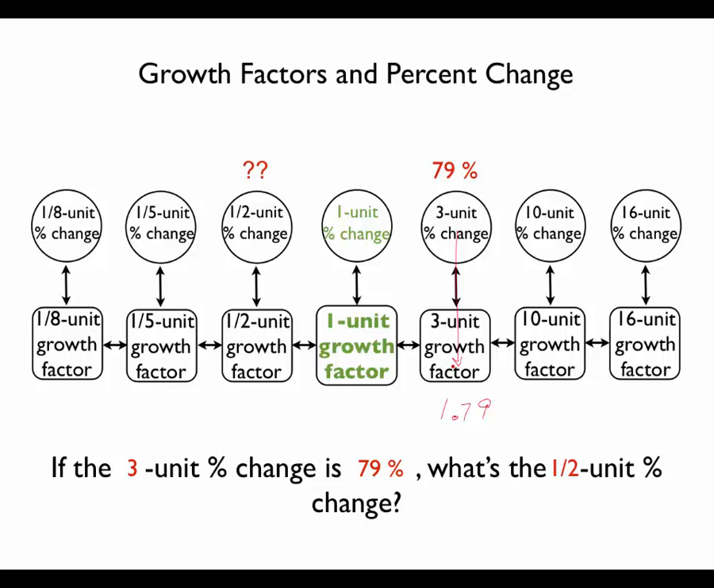Okay, hold on. So let me just catch up with you there. What she's saying is she knows how to get directly to the 1/2 unit. If you want to always go back to the 1 unit, that's perfectly fine. But she's saying you can get right from the 3 unit to the 1/2 unit by doing 1.79 to the what?